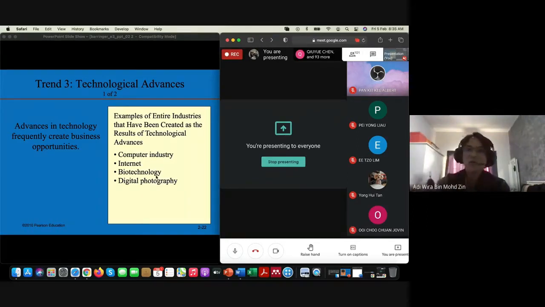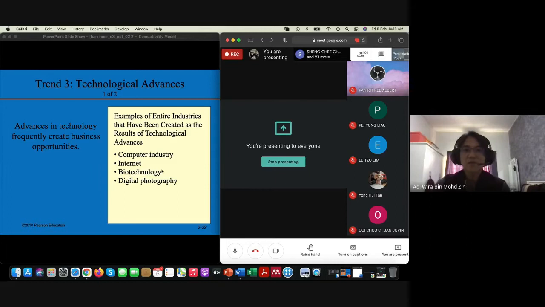But now you can do whatsoever pose, and if you feel the picture sucks, you can simply delete it somehow. Same goes for the internet that I mentioned. Because we have high speed internet, it's possible to have this kind of class as well.